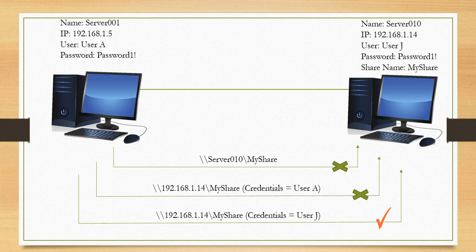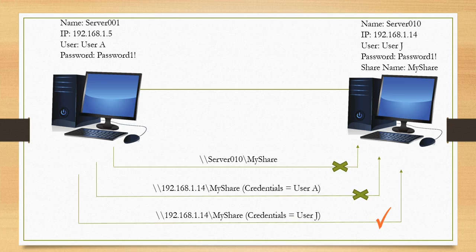When the same user tries to access this share using the IP address of the destination server, which is server 010 with an IP address 1.14, the user will get a credential prompt. Now this user doesn't know anything about who is the user on the server 010, which is J. So user A, upon getting the credential prompt, tries to enter his own credentials.